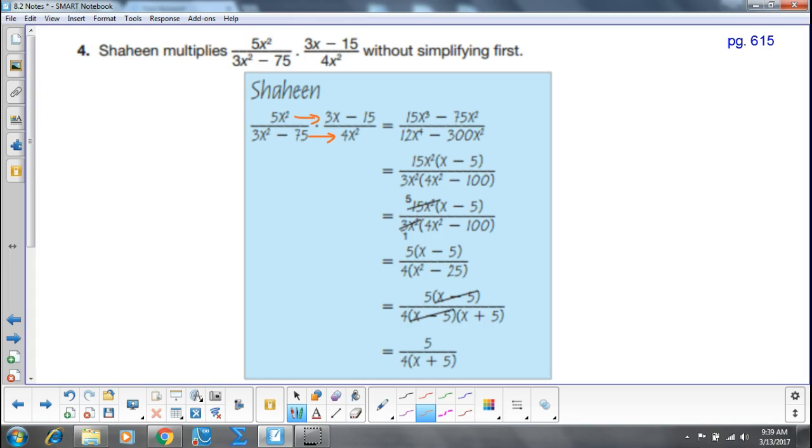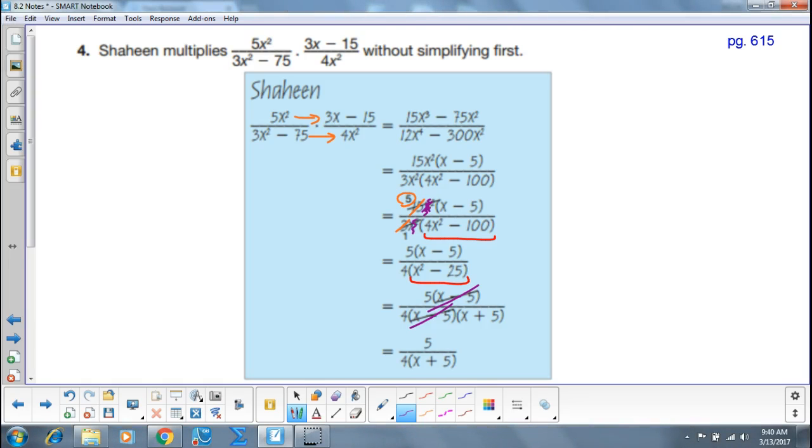Then he simplified. The 3 goes into the 15 5 times, and these 2x squareds cancel each other out. So he's left with 5 times the quantity x minus 5 on top, and then he factored a 4 out of this, factored a 4 out of there, and got that, then said, oh, this x squared minus 25 is a perfect square minus a perfect square. So he went to x minus 5, x plus 5 on that, then canceled out the x minus 5s, giving him that. Okay? Agree with all of that math.